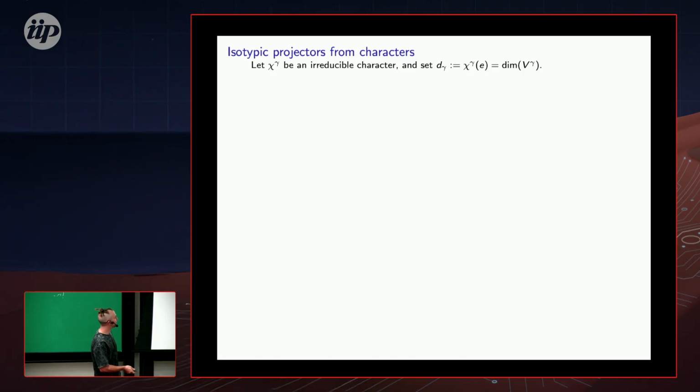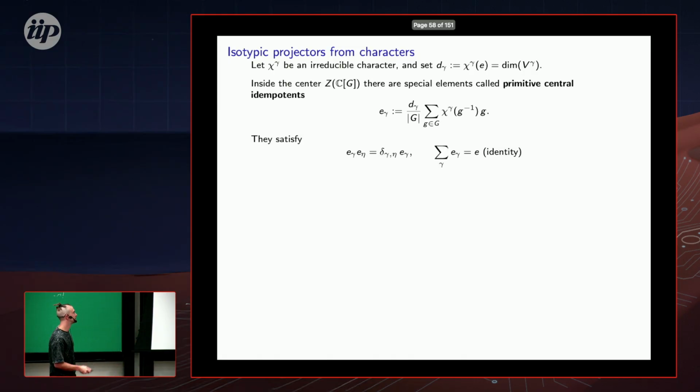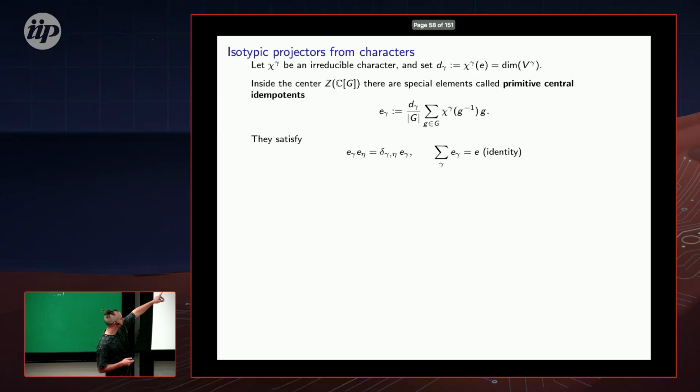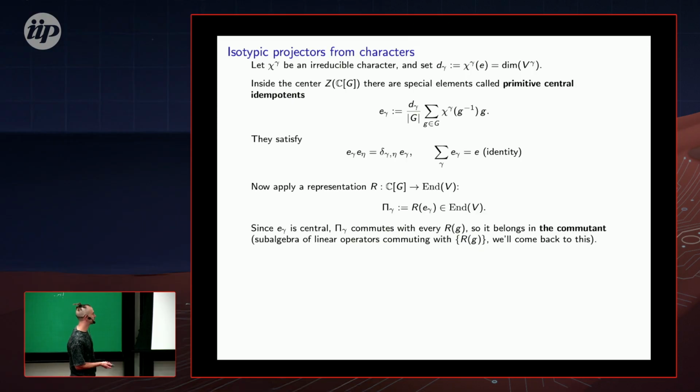So we call chi gamma the irreducible character associated to irrep gamma. We define this central element, E gamma. It's an idempotent in the sense that it squares to itself, and they are also orthogonal, and they add up to the identity element on the group algebra. Again, just pay attention to the definition. It's just a weighted sum of group elements, and the weights are just the evaluation of the irreducible characters.